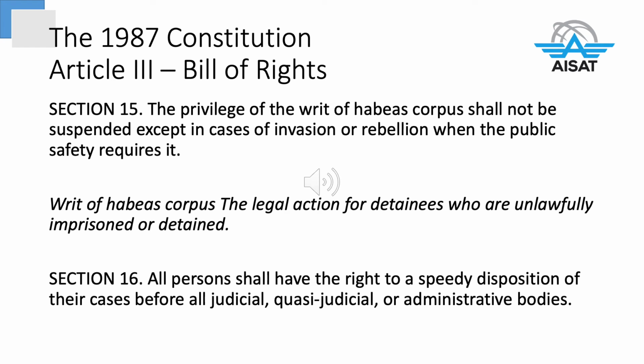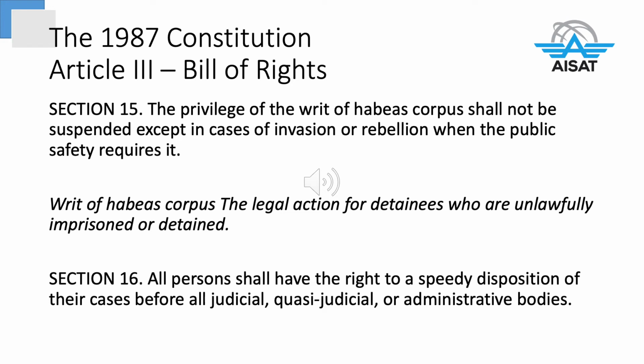And going to the 1987 Constitution, again in the Bill of Rights, Article 3, we have Section 15 that says the privilege of the writ of habeas corpus shall not be suspended except in cases of invasion or rebellion when the public safety requires it. What this is saying is you cannot arrest a person without reason. And the writ of habeas corpus is the legal action that detainees can use when they are unlawfully imprisoned. So there are only two instances when you can arrest a person without turning them over to the judicial authority, and that is during periods of invasion and rebellion. That is in the Constitution. Other than that, you have to turn over arrested persons within a reasonable time.